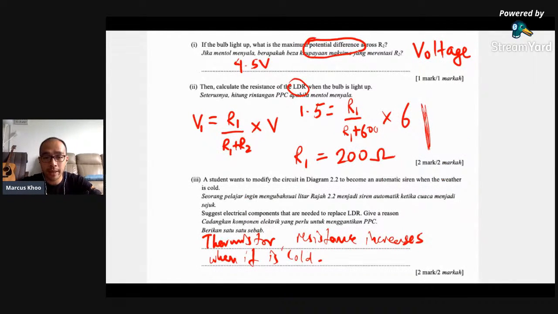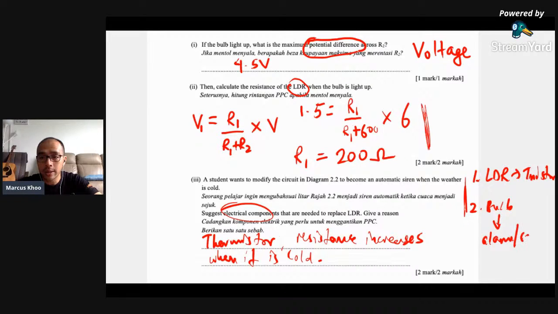Okay, so this is it. Now, this is also very commonly asked, but usually they won't suggest one electrical component, usually they will suggest two electrical components. So the first one is change the LDR to become a thermistor. The second one is change the bulb to become an alarm, or siren. Usually it is that. And this one is also commonly asked in the 10-mark question, to modify the circuit. So please know this.